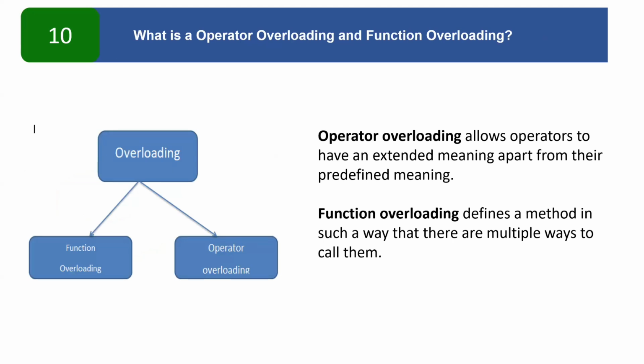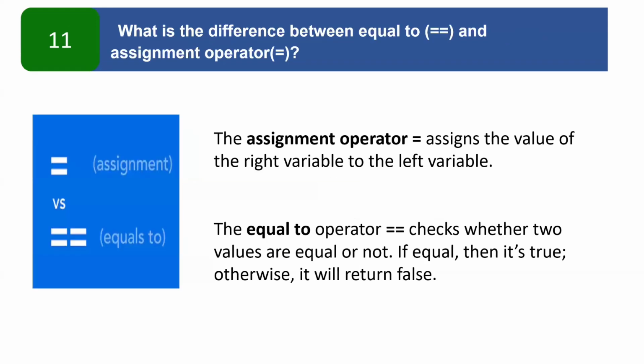Question number 10. What is operator overloading and function overloading? Operator overloading allows operators to have an extended meaning apart from their predefined meaning. Function overloading defines a method in such a way that there are multiple ways to call them. For example, two examples of function overloading. The function is sum. The first function sum is called with a single parameter and the second function sum is called with two parameters.